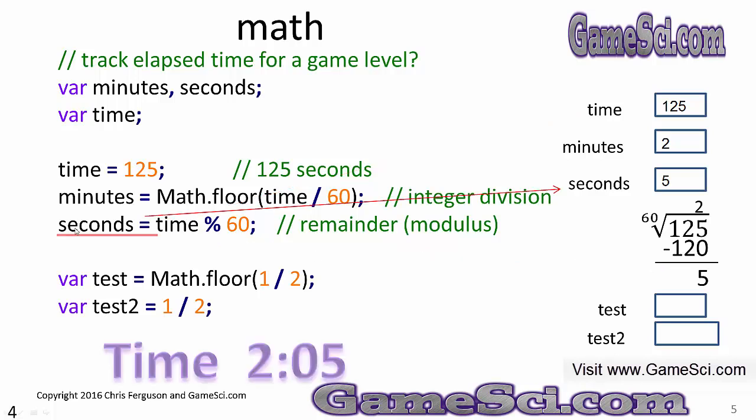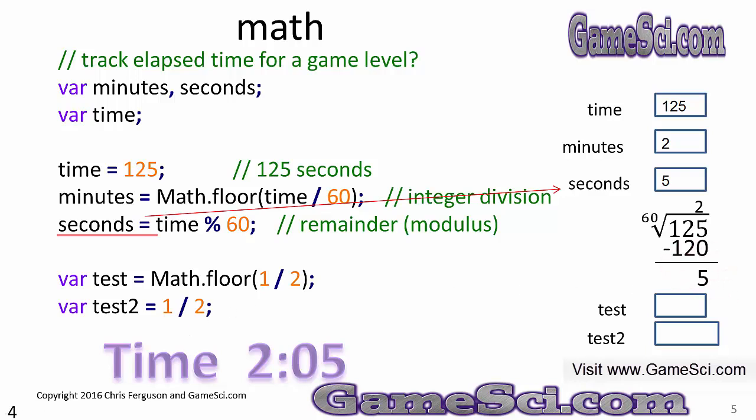And when it returns the remainder after the division, the seconds is 5. The modulus operator will return the integer remainder after doing the division. Go back again and look at this equation. It's taken me a total of 125 seconds on this level so far. So 125 divided by 60 means it's taken me 2 minutes and 5 seconds.